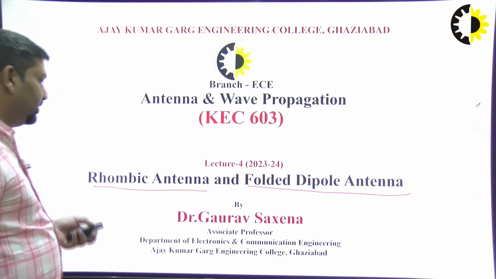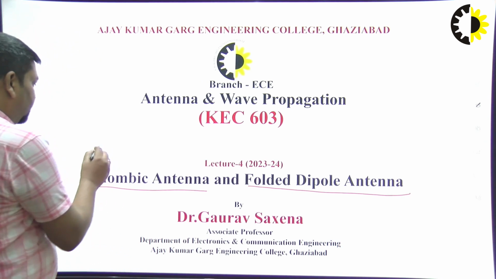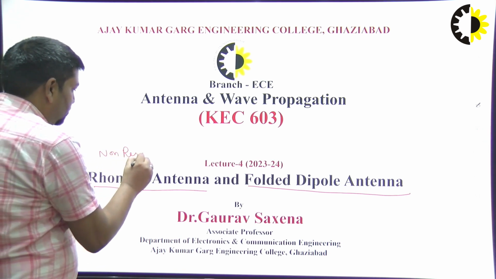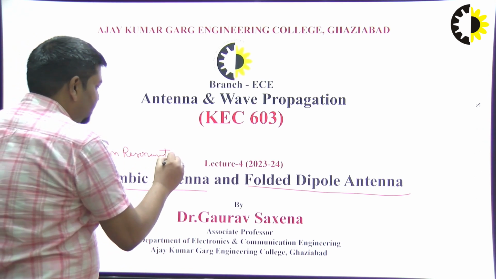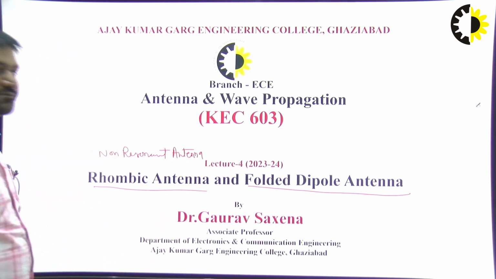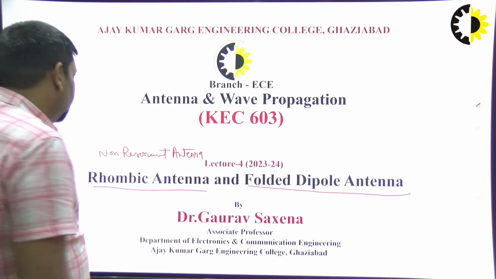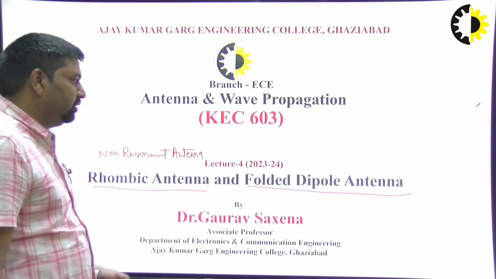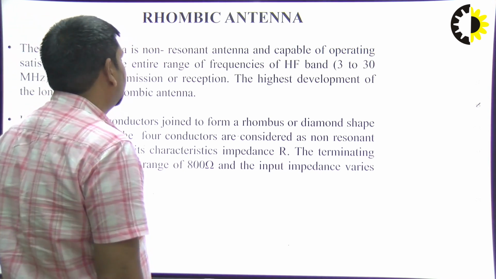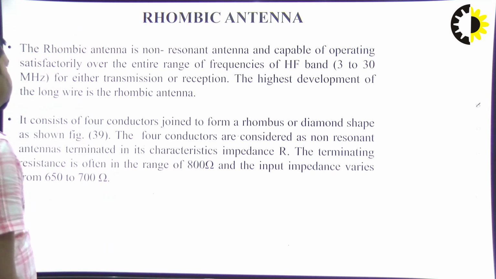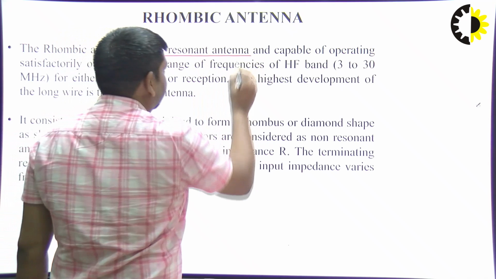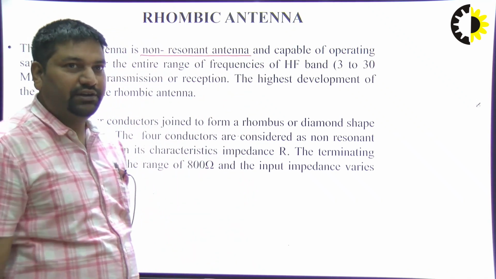We have to describe the rhombic antenna, which is a non-resonant antenna. So if someone asks what is the meaning of non-resonant antenna, or asks you to explain the non-resonant antenna, you explain the rhombic antenna. So what is the meaning of non-resonating antenna, or what is the meaning of rhombic antenna? A rhombic antenna is a non-resonant antenna. What is the meaning of non-resonant antenna and resonant antenna?